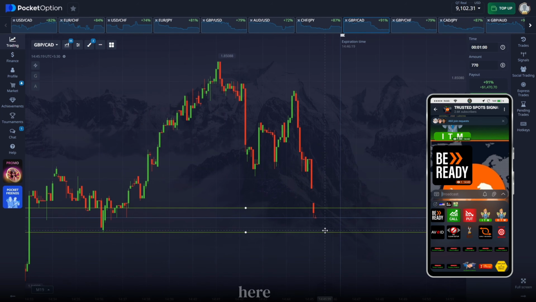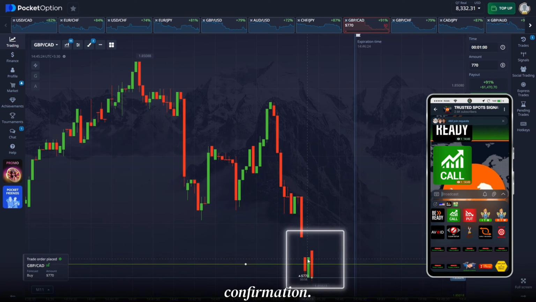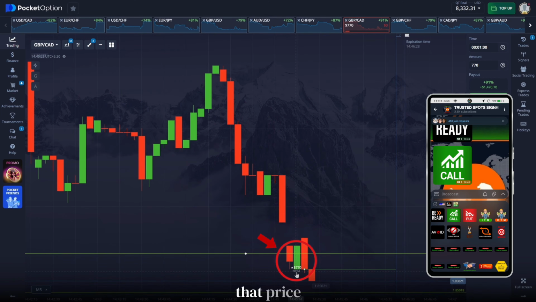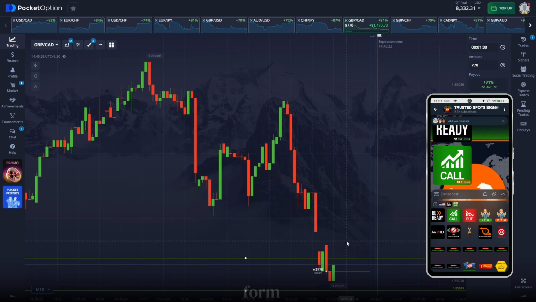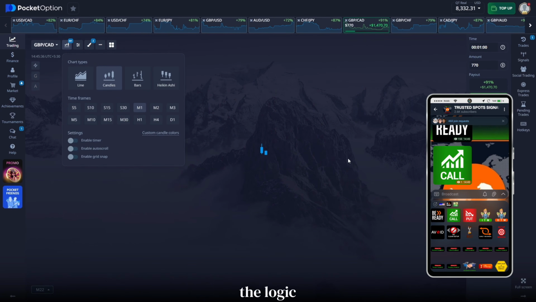All I need here is a strong bullish confirmation, and we have the confirmation. You can see this candle. This is a clear sign that price will reverse. As soon as price goes inside the zone, price instantly forms a reversal pattern. So I place a trade. Let's understand the logic behind this trade.